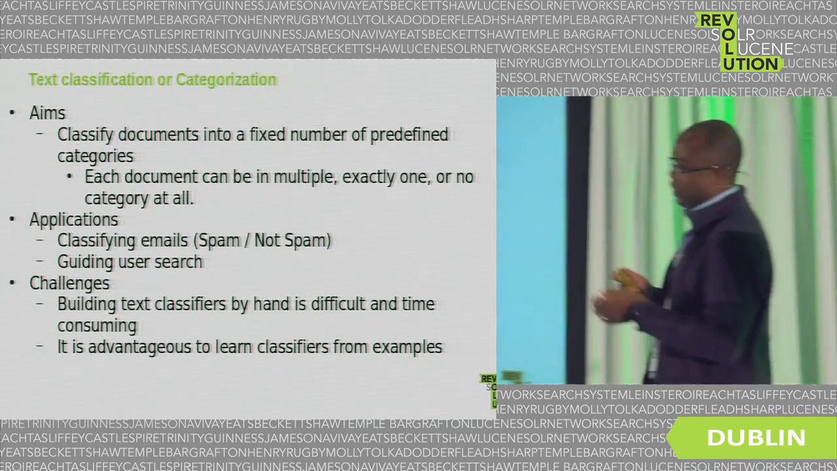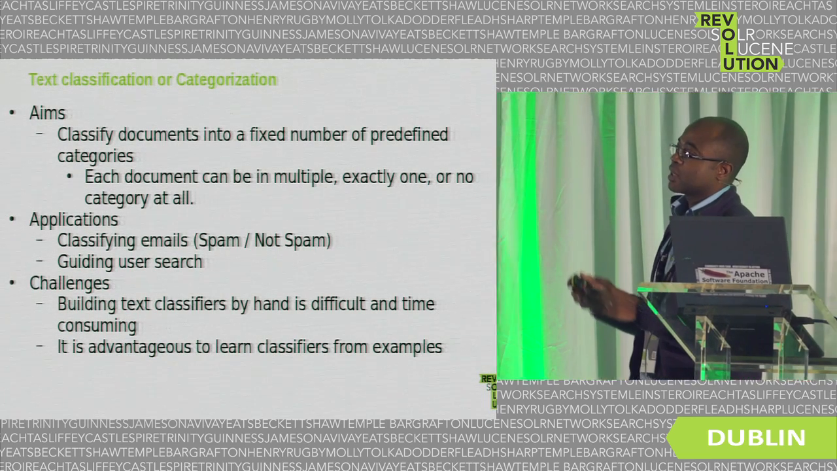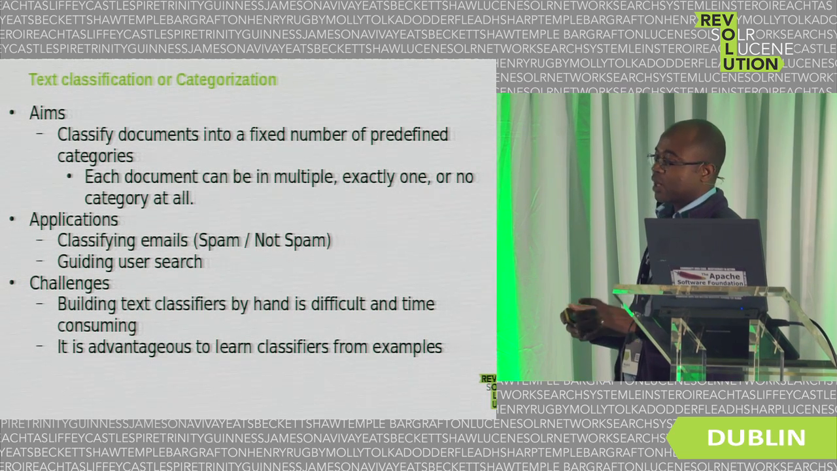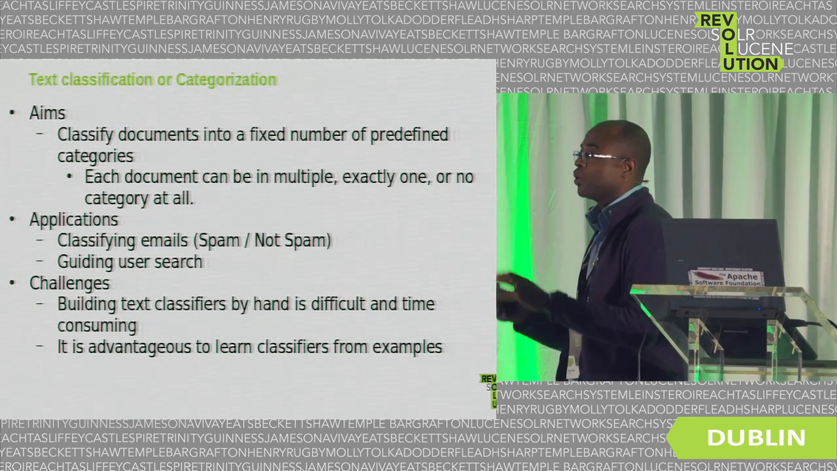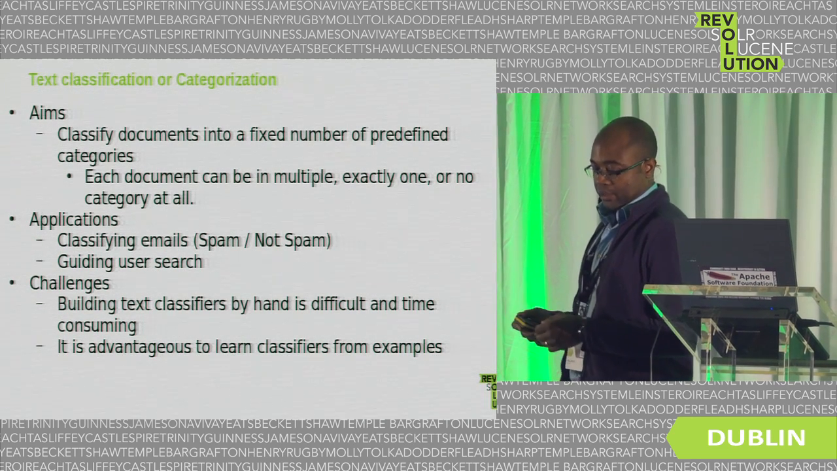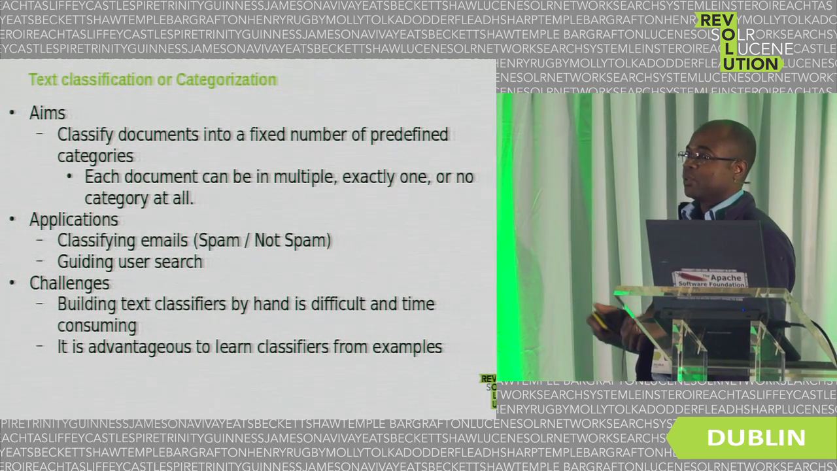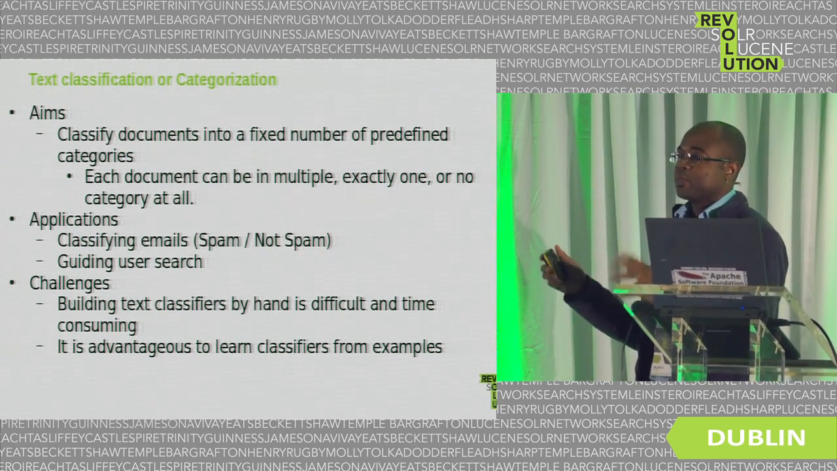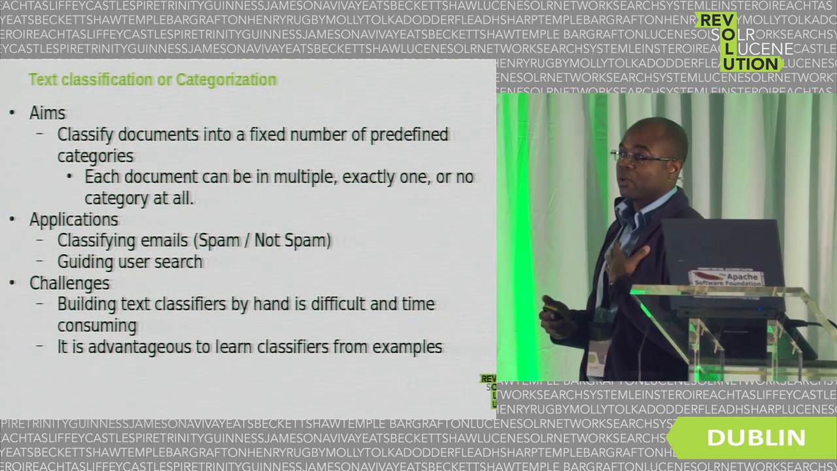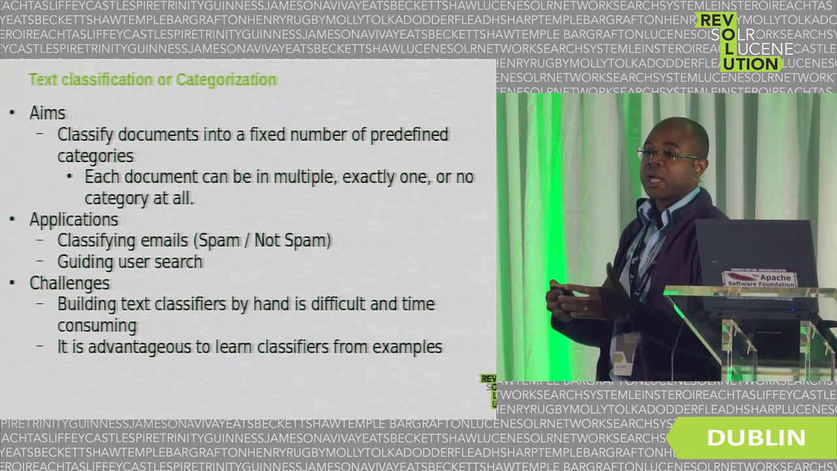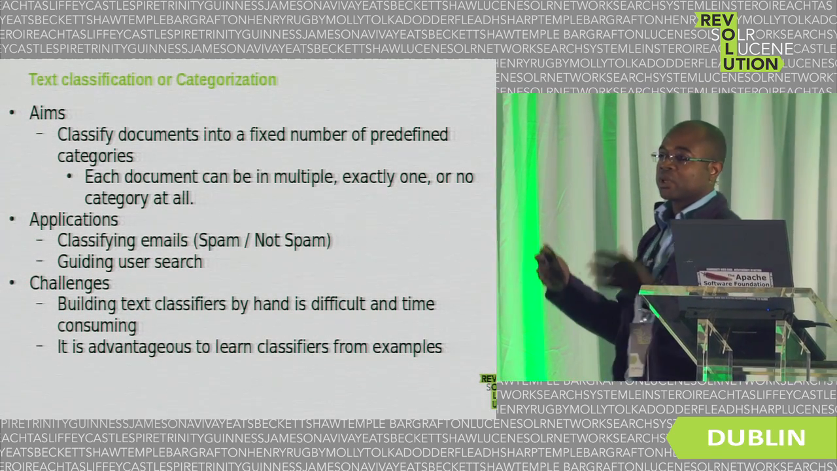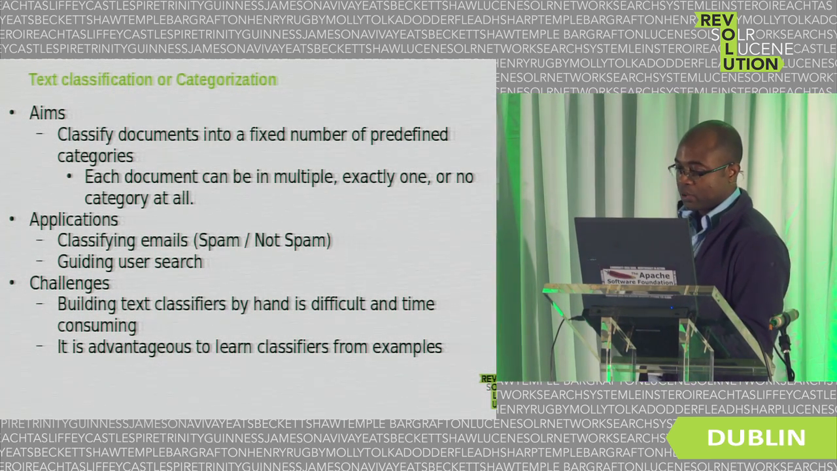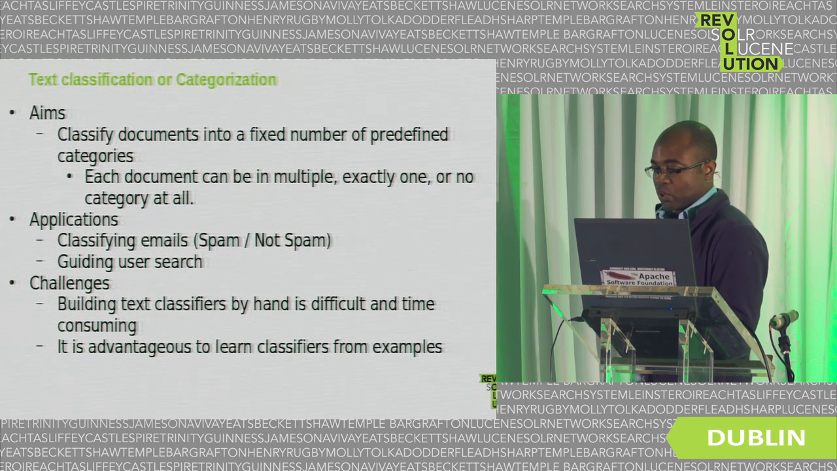So what is text categorization? The aim of text categorization is to classify documents into a fixed number of predefined categories. A document can be in multiple categories, exactly one, or no category at all. And this has many applications. We heard just before lunch one application: classifying emails as spam or not spam. And we show here another use case, guiding user search, where we extend the user keyword in order to target documents that do not contain the keyword the user sent to the search engine.